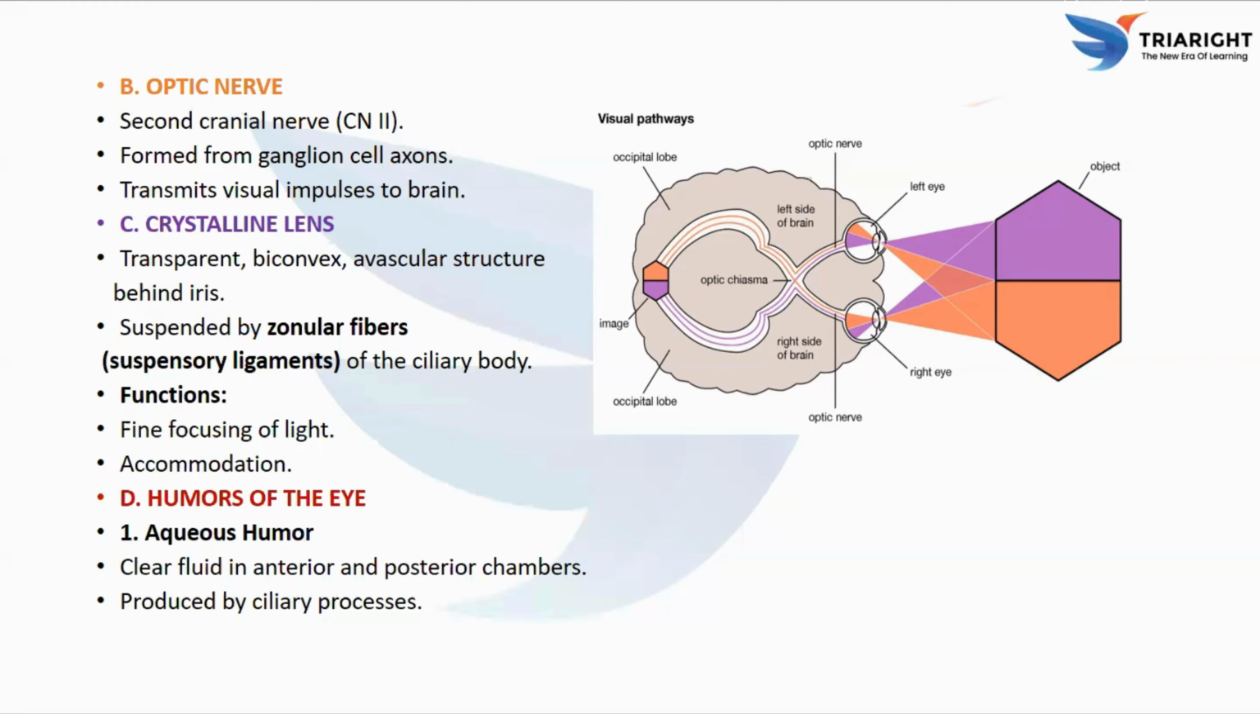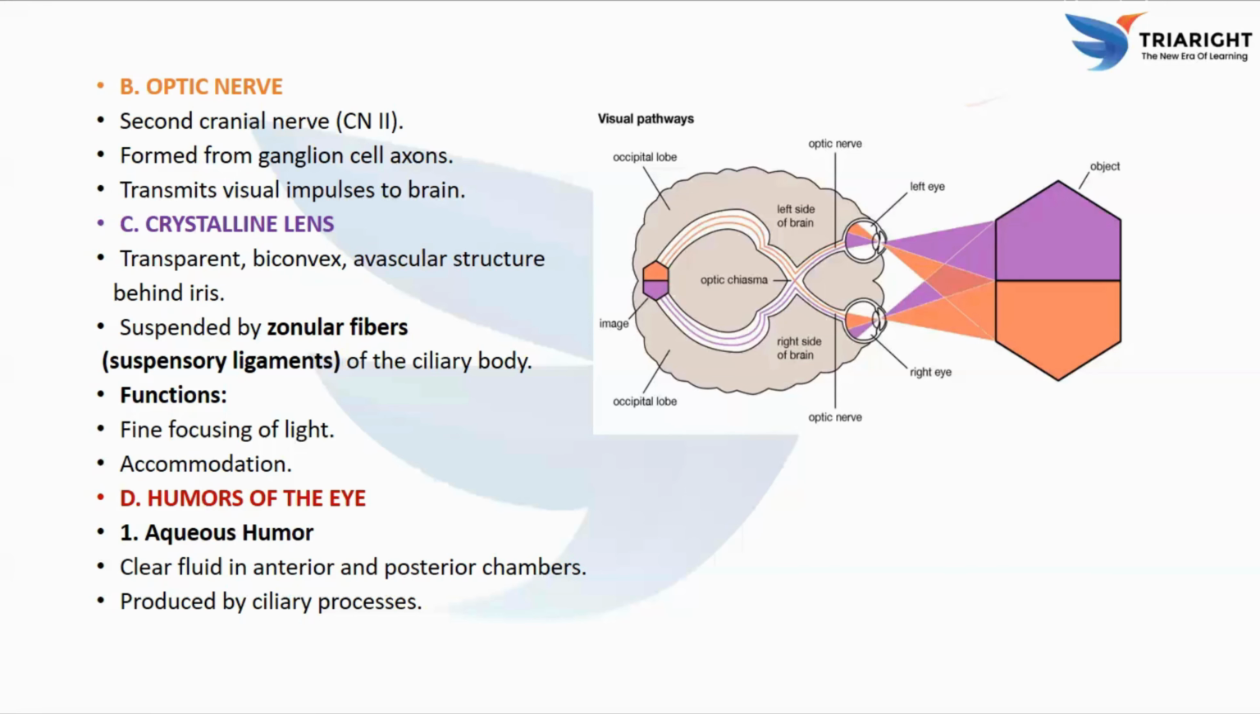So next is the crystalline lens. So what is the lens? The lens is a transparent, biconvex, avascular structure, having no blood vessels, located behind the iris. It is suspended by the suspensory ligaments. These fibers attach the lens to the ciliary body. So what are the functions of the lens?